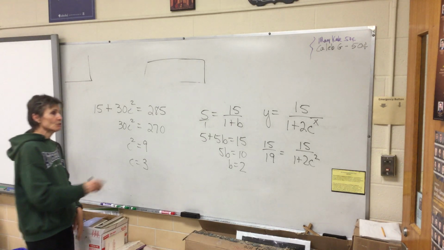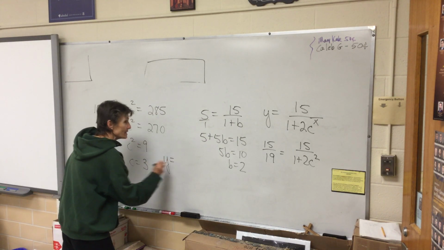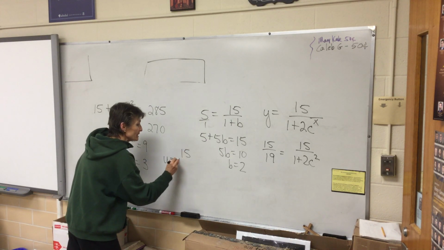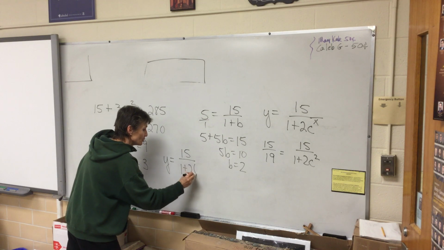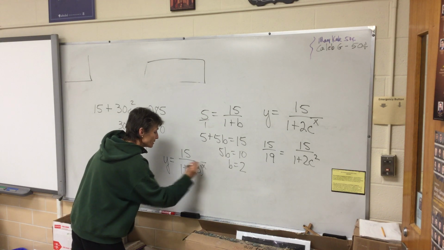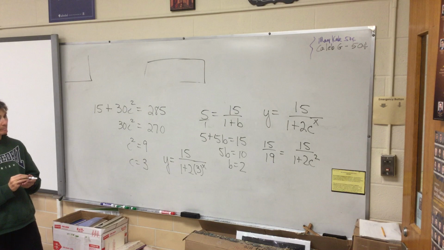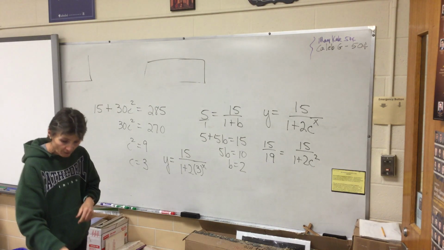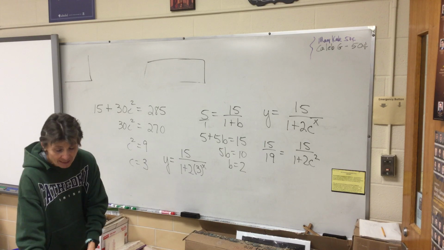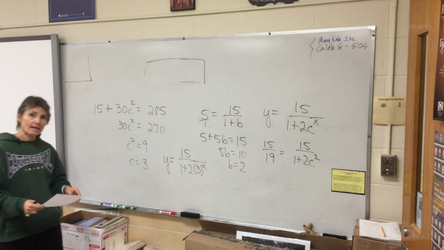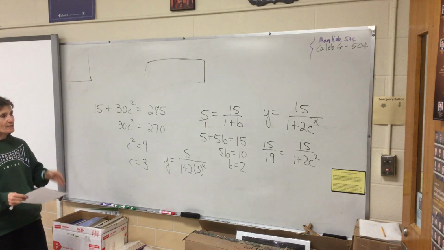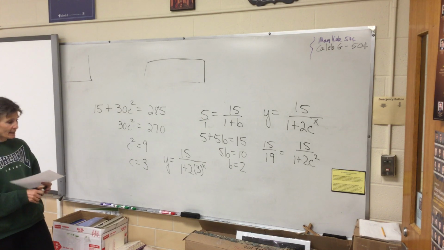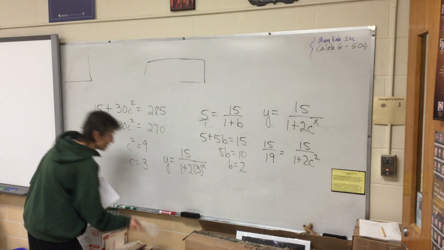So the answer to my question is y equals 15 over 1 plus 2 times 3 to the x. That is your logistic function. Now, there are a lot of steps to that, but it's easy and they're always the same. So you can go back and redo this problem or problems out of the notes as many times as you need to.